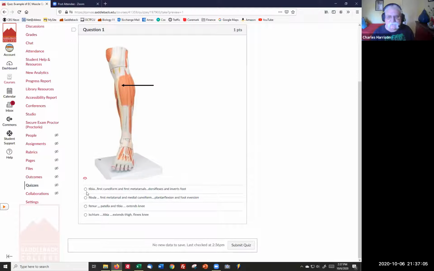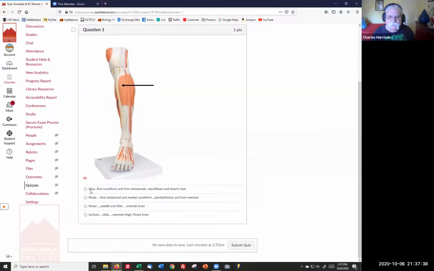Now, what's the answer? That is the tibialis anterior. It's going to come down. It's going to raise up the toes. It's going to dorsiflex. Can't plantar flex, that would be stand on tiptoes. Extend the knee? No, it can't extend the knee. Can it flex the knee? It has nothing to do with the knee. Okay, so you're down to one thing: dorsiflex and inverts the foot.